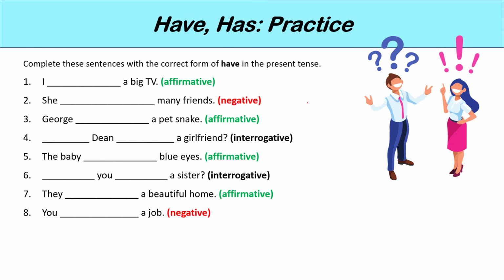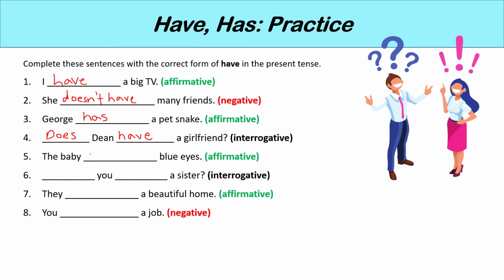Okay, so let's correct these together. Number 1, I have a big TV. Number 2, she doesn't have many friends. Number 3, George has a pet snake. Number 4, does Dean have a girlfriend? Dean is a he, so we say, does Dean have?